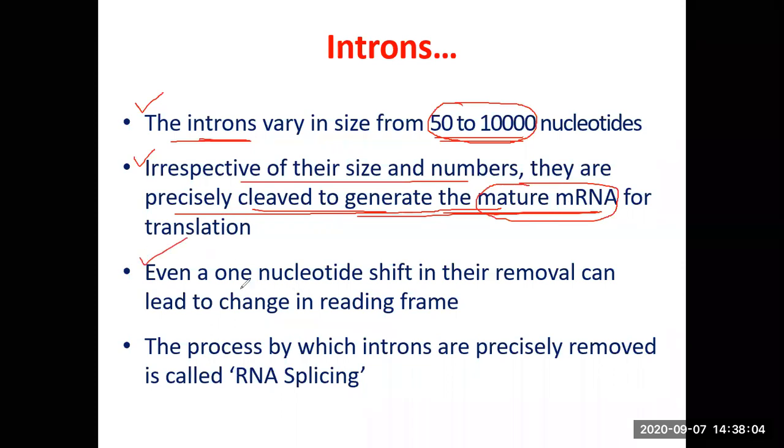Even a one nucleotide shift in the removal. Okay, so let's say this is exon 1, this is intron, and this is exon 2. What is needed is that this should be precisely cleaved like this. Not even a nucleotide shift, meaning one nucleotide on this side, the same number of nucleotides, but with a shift of one nucleotide on this side. You are removing the same number of nucleotides, but there is a shift of one nucleotide towards my right, or there can be a shift towards my left also, like this.